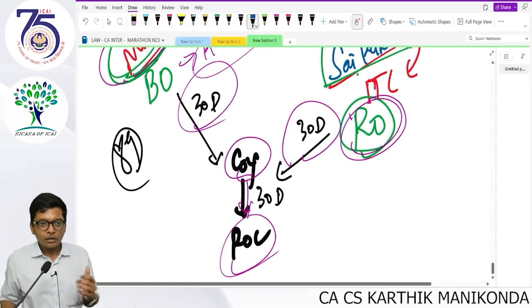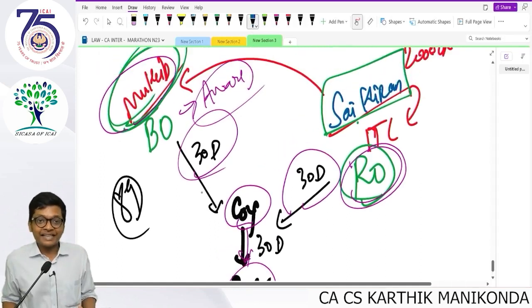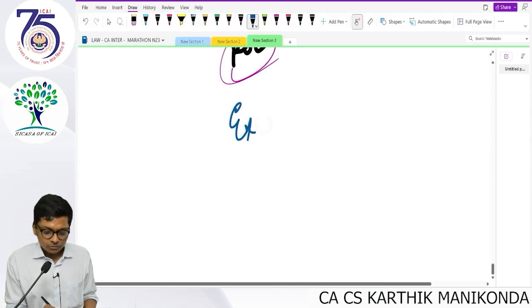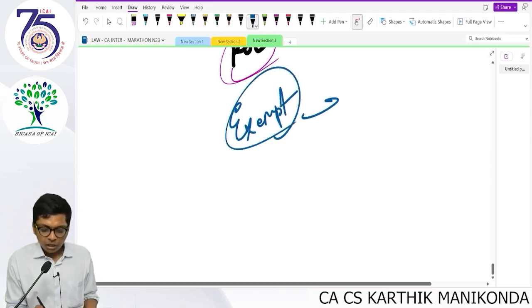This is mainly meant to catch benami transactions. Therefore, this section is exempt for a government company.